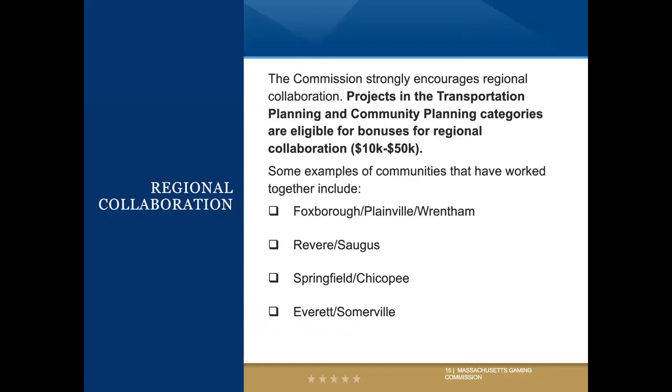And then, again, we talked a little bit earlier on regional collaboration, while not a specific category. In the transportation planning and community planning categories, if more than one community works together, there are some bonuses for regional collaboration. They vary from $10,000 to $50,000. So if you work with a neighboring community and you each could get a $200,000 transportation planning grant, you could get up to $450,000 if two communities combined and got the bonus for regional collaboration.